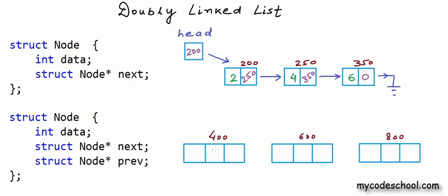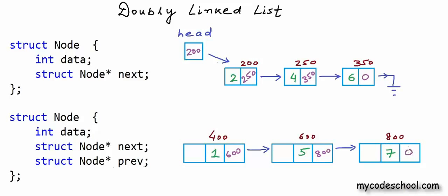I'll fill in some data. Let's say the cell in the middle in each node is to store data. The rightmost cell is, let's say, to store the address of the next node. So for the first node, this field will be 600, which means we have a link like this. For the second node, this field will be 800.